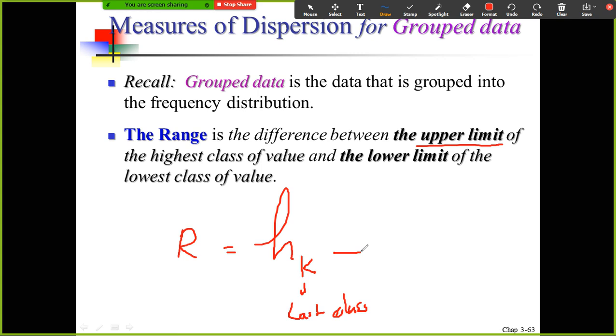Okay, K class. Minus L, L is lower limit or lower value of the class 1. Lowest class is class 1. That's why in order to find range for group data, you need to find by looking the group data table. You can see H_K and you can see L_1. Just take H_K minus L_1, you can get range.